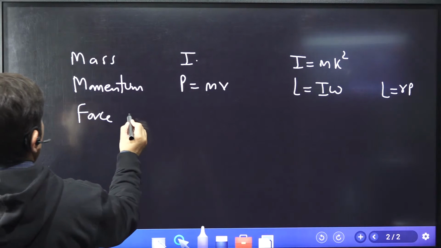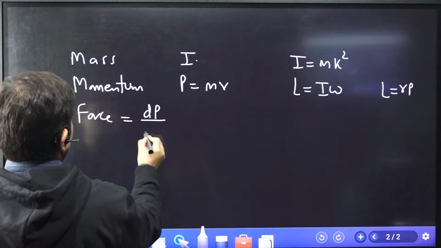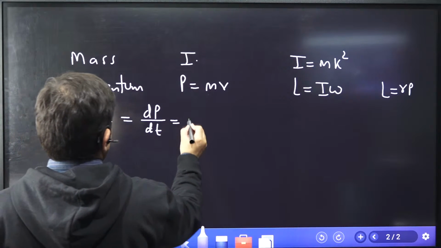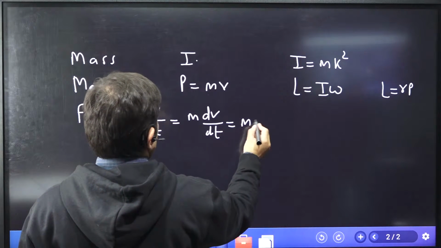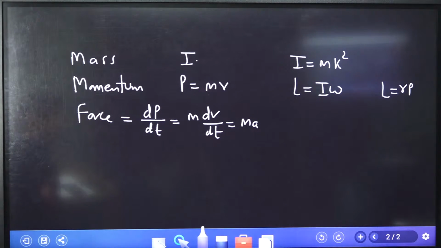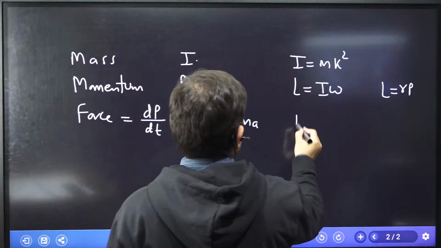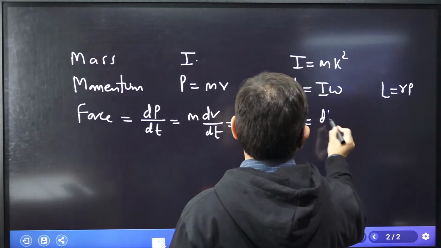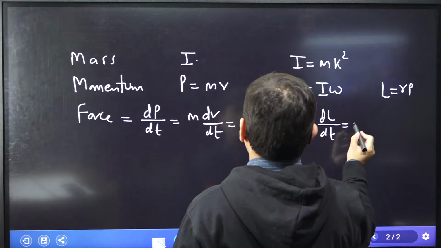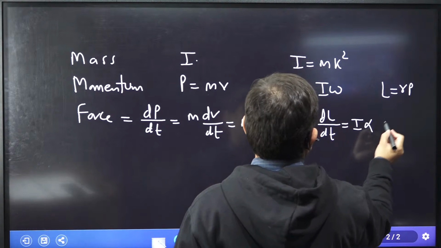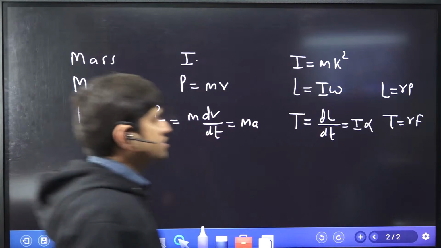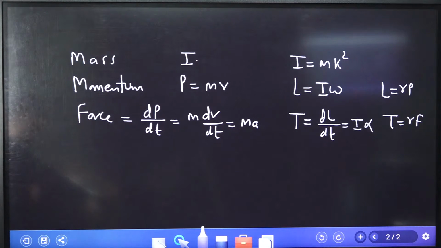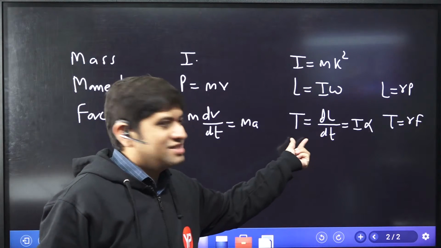Now there is something which is called the second law. Force is equal to rate of change of linear momentum, or it is m dv over dt, or it is m into acceleration. So whatever role force plays, the role is played here by torque. Torque is dL over dt. That can further be written as I into alpha. And what is the relation between torque and force? Again, torque is radius into force. So rate of change of angular momentum is equal to torque.